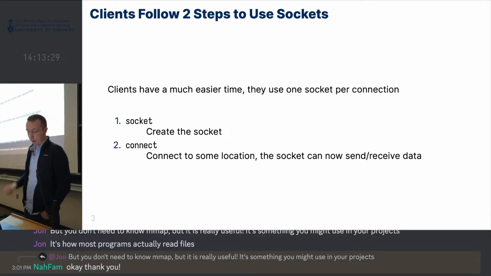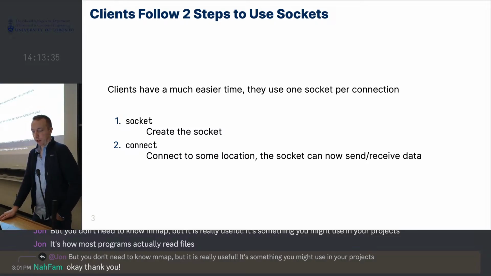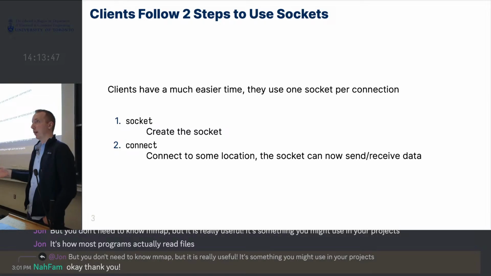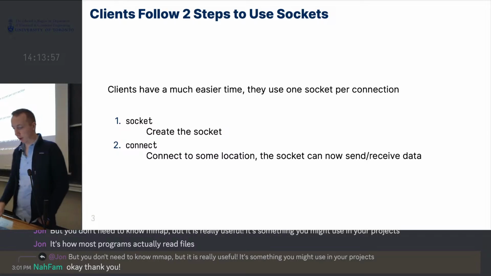Clients have a much simpler job. They only use 1 socket per connection, so you create a socket with the same socket system call, and then you use a connect system call. That connects to some location, and now the socket is active. It can now send and receive data, and the file descriptor from the server end that got returned from accept can communicate using that same file descriptor. The information just goes the other way.